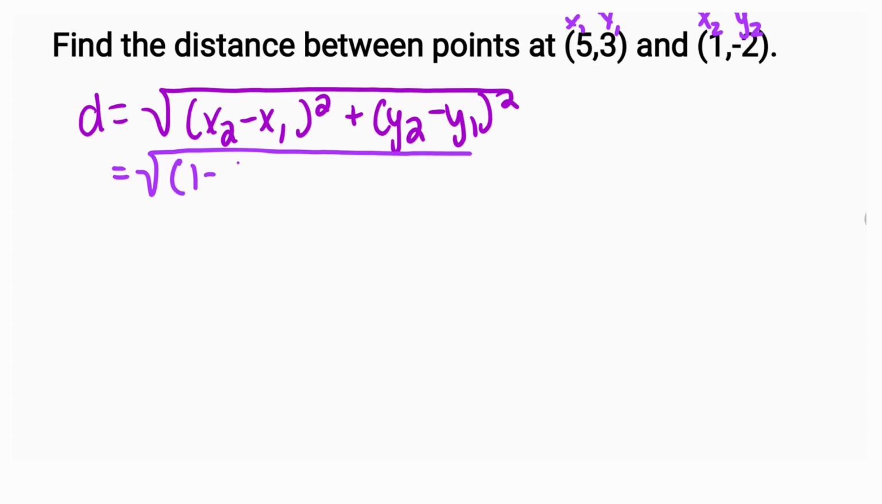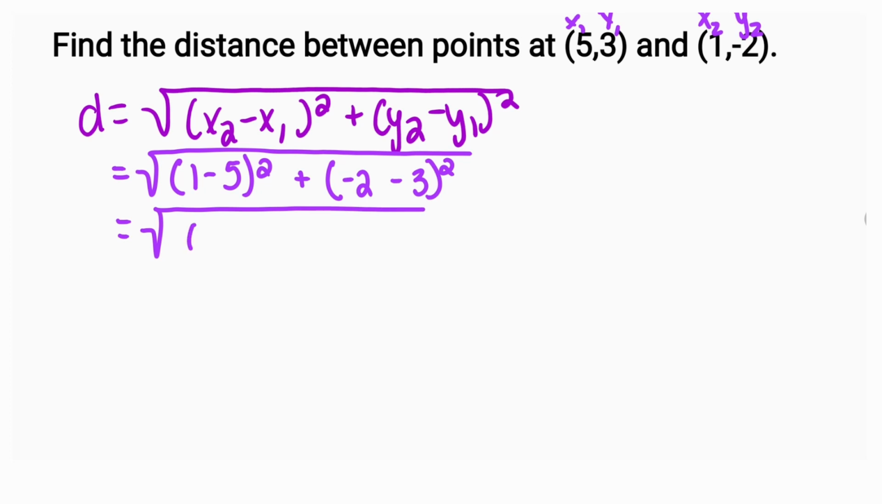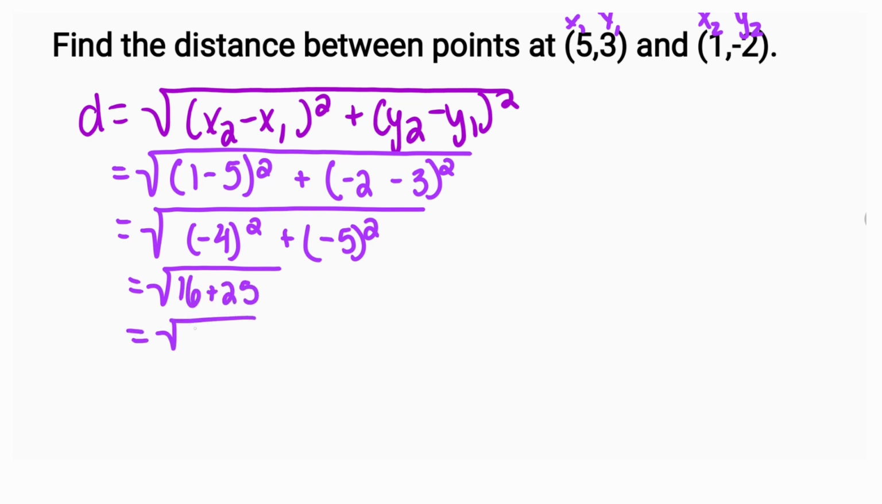So we have the square root of (1 minus 5) squared plus (-2 minus 3) squared. And so we continue simplifying. We're going to get (-4) squared plus (-5) squared. And then we're going to get 16 plus 25. And then we're going to get the square root of 41 units. And that's it. That's the exact answer, which approximates to 6.4 units if you plug it into your calculator and solve.